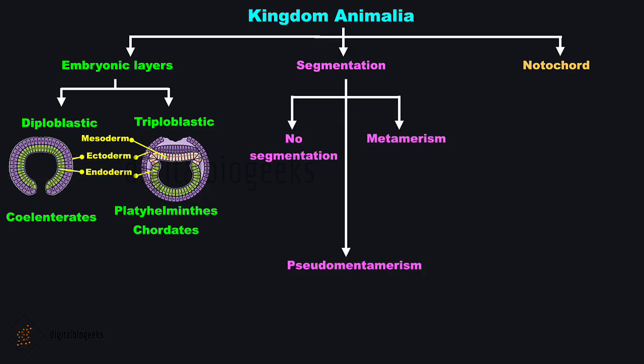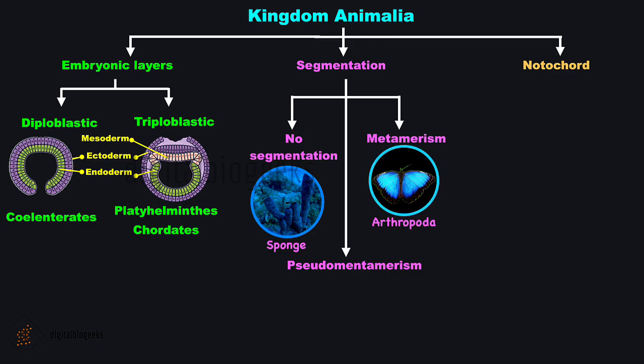Body segmentation. Animals can be classified on the basis of segmentation. No segmentation: their body is not divided into segments. Example, sponges. Next is metamerism. Body is divided internally and externally into segments.